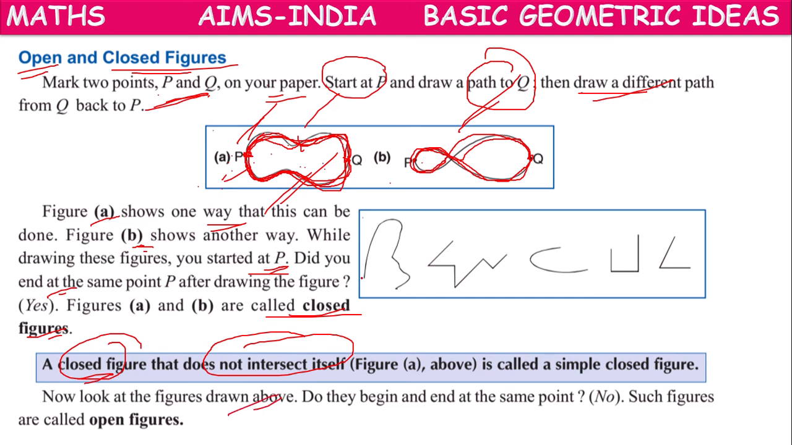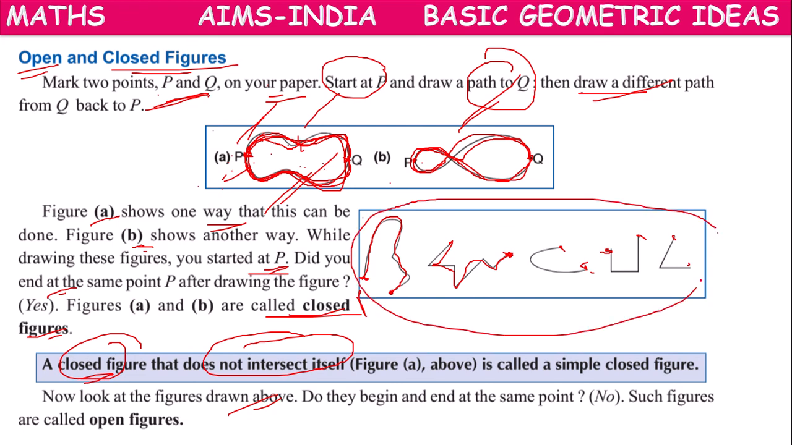Now, if we observe these diagrams, suppose this is P, we have drawn a shape like this and we came up to this point. Do we end at the same point from where we have started? No. In all these diagrams, you are starting with one point and ending at another point. Starting point and ending point are different. If the starting point and the ending point of a geometrical figure are different, then they are said to be open figures.